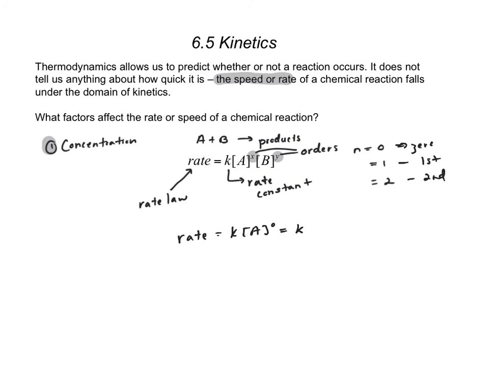What's going to happen to the rate? It has no effect on the rate. It stays the same. So we have a rate, let's say it's 1 molar per second. We double the concentration, and this is still 1 molar per second. It doesn't change. So for zero order, there's no effect of concentration.